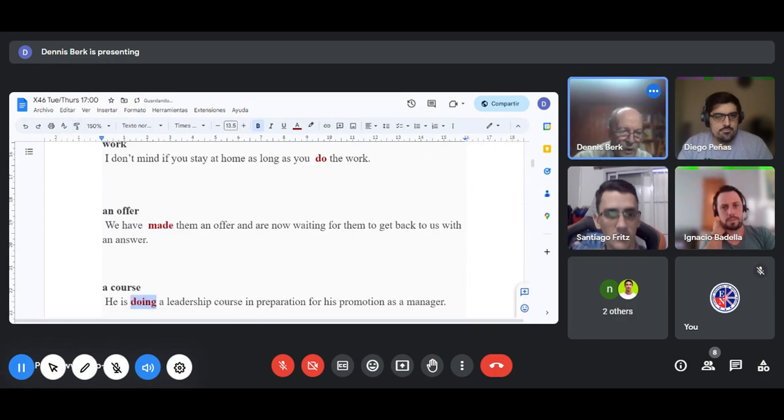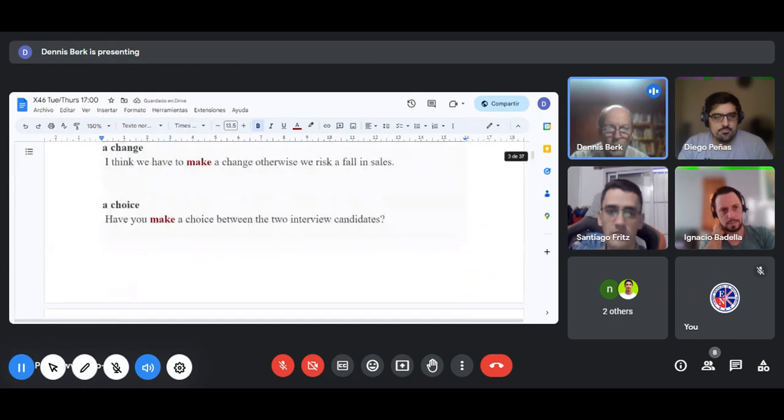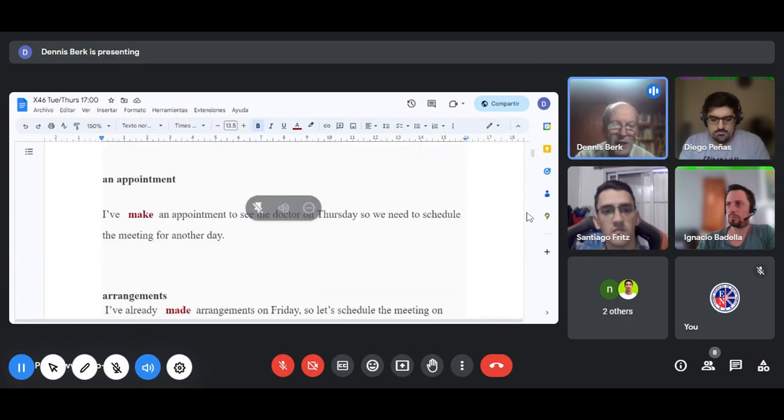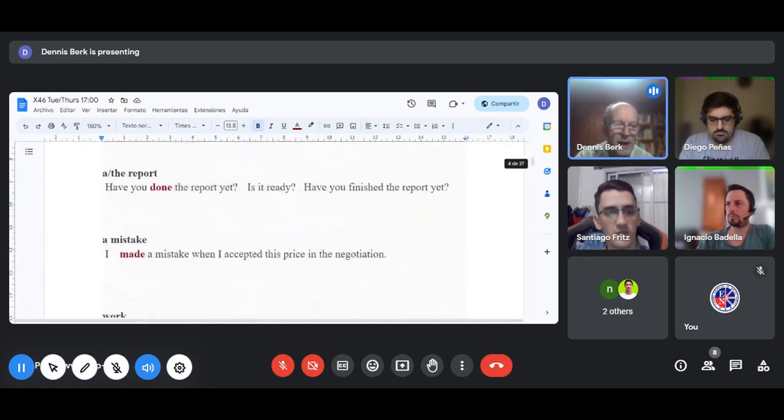Okay. So to go back, just to refresh because some of you were a bit late, the explanation about doing or make is usually that in general doing is an action and make is for the outcome of something, no? But this is very general. It doesn't apply to all the cases. But when we are doing the calculations, I made two mistakes. This is the outcome of the action, and what you were doing was a calculation.